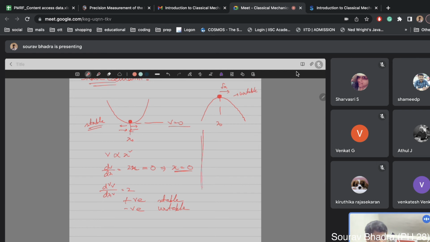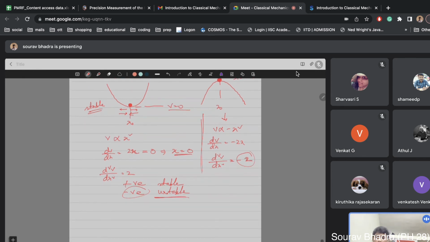Like for this unstable case, V is like minus x square. So dV/dx gives minus 2x, and d2V/dx square gives minus 2. Minus 2 means the negative condition is satisfied, and it is the unstable equilibrium. This is very basic of the oscillations. What actually small oscillation is, we will go into the next class, because there are many other things you have to know. I have seen the lectures, it is not completed yet, that's why I will not do it today.